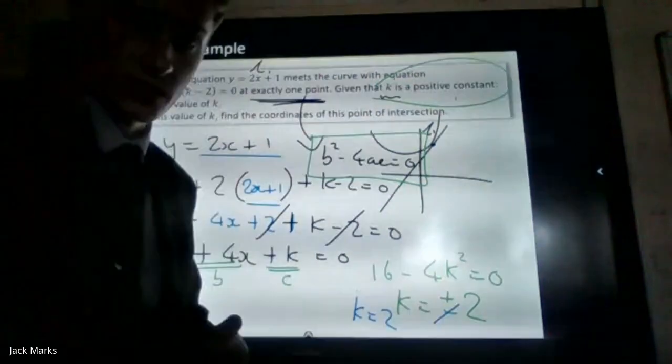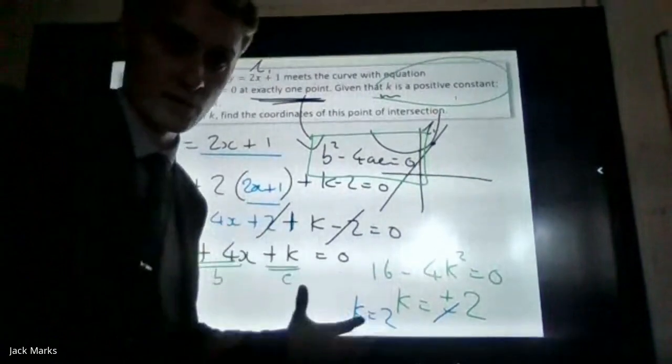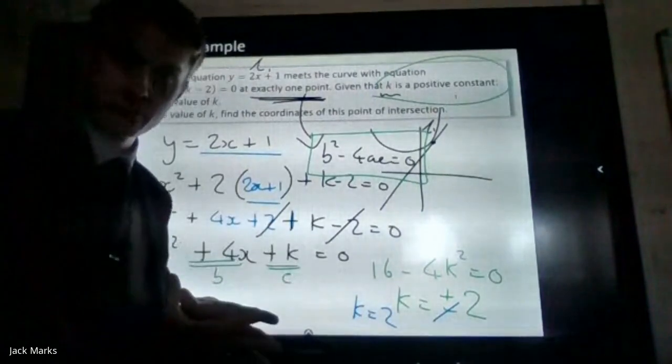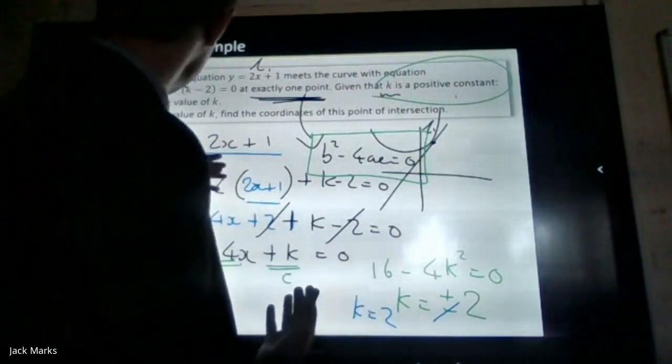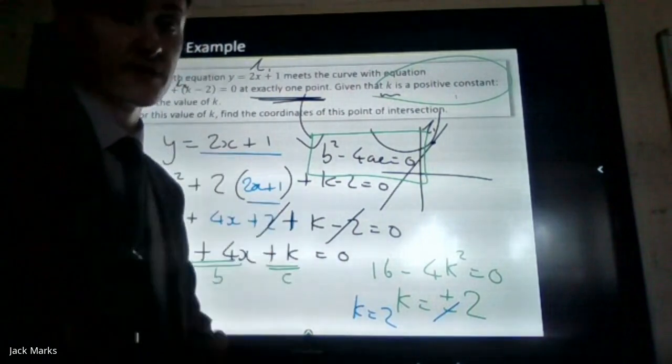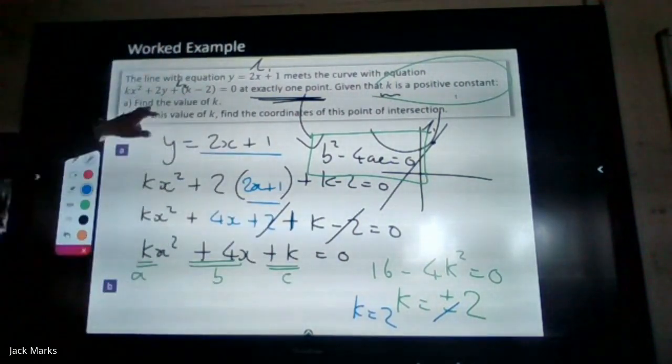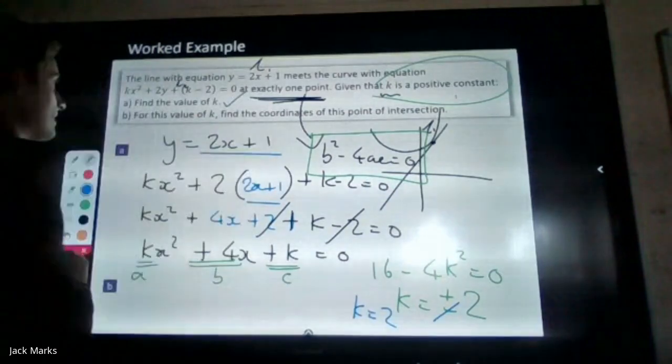So look at that. We cannot know x or y or k, and we can solve this because we combine them by eliminating y first of all, and then we use the fact that we've got the discriminant. So find the value of k. We have done that one there.